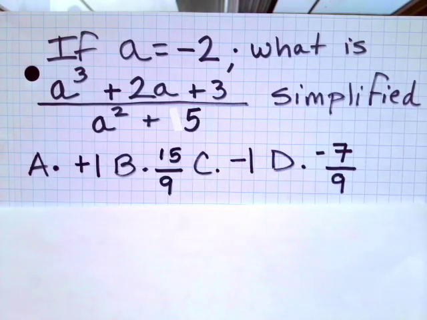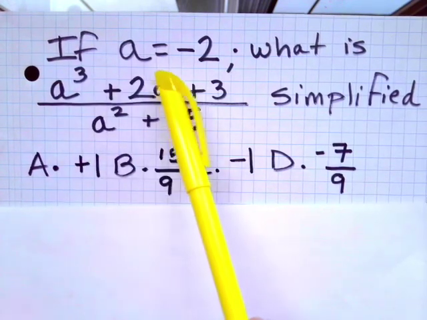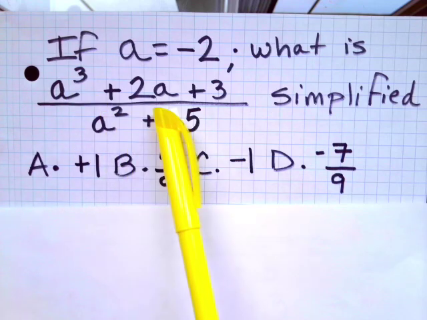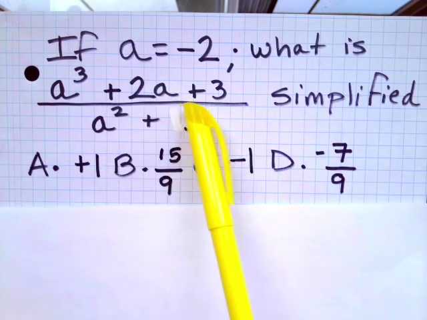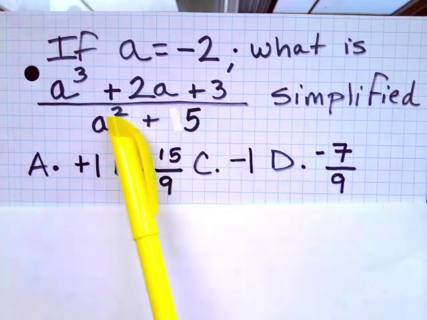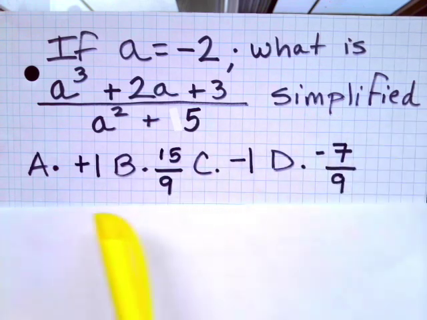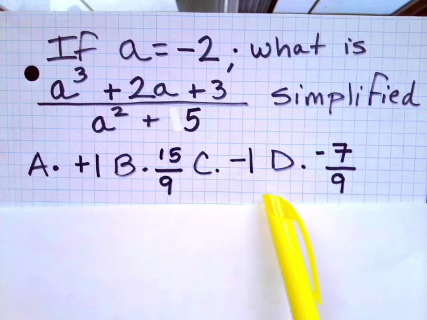We are going to answer this test question in review. If a equals -2, what is a cubed plus 2 times the quantity of a plus 3 divided by a squared plus 5? Simplify. We have options A, 1, B, 15/9, C, -1, D, -7/9.